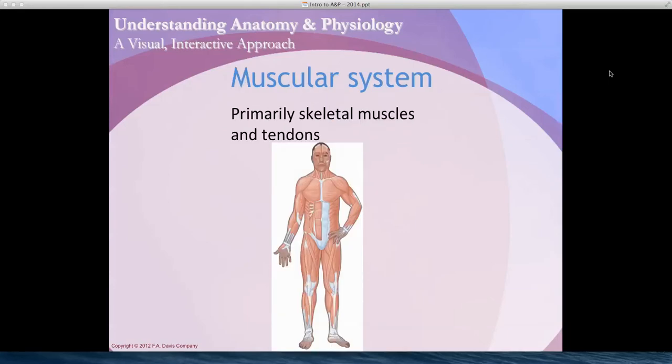The muscular system is made up of the skeletal muscles and tendons. Key functions of the muscular system shouldn't be any surprise: mostly movement and posture, right? We need our muscles to move. We've probably all seen people who have had some sort of disease or disorder where their muscles aren't working appropriately, or maybe we ourselves have had muscle spasms or some issues with our muscles, and we know that it didn't work very well.